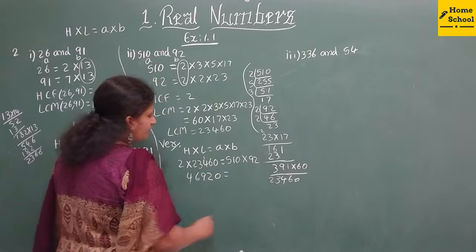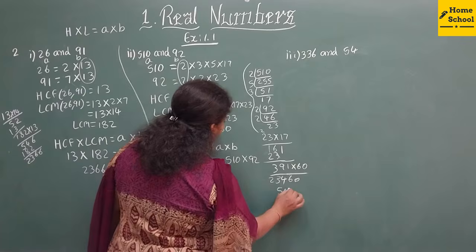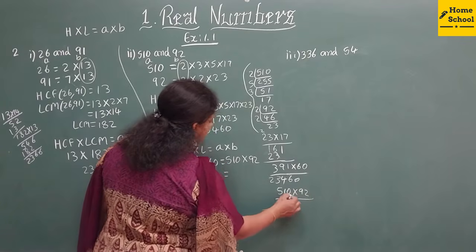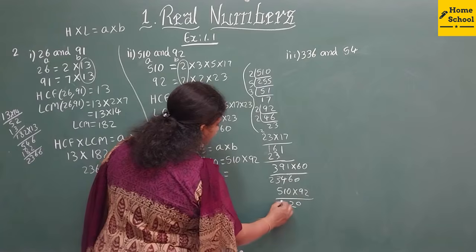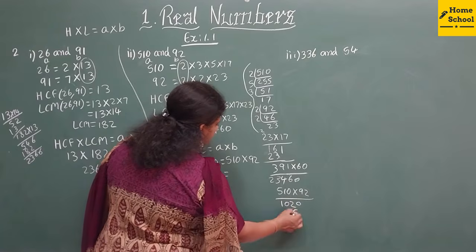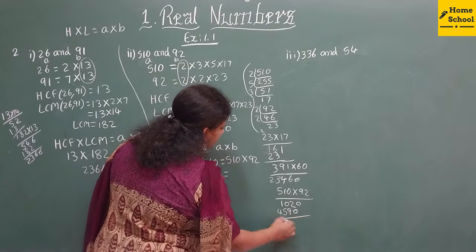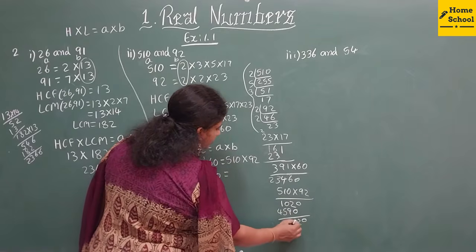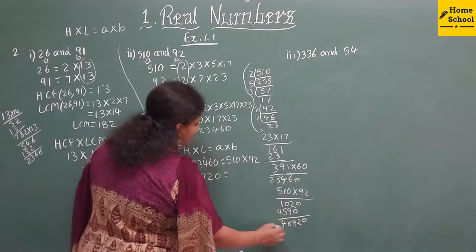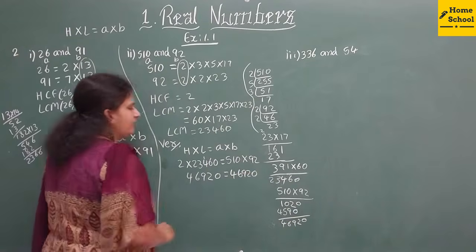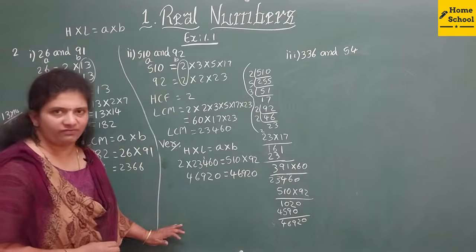Now similarly multiply these two. 510 into 92. 2 zeros are 0. 2 1s are 2. 2 5s are 10. 0, 9 45, 0, 2 9 6 4. So now we got both are equal, therefore hence it is verified.